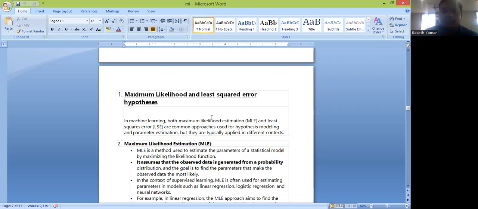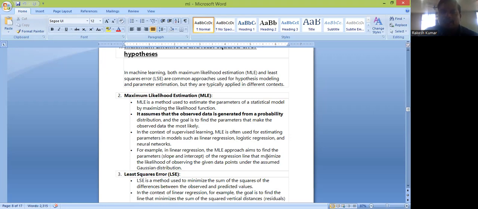Okay. So maximum likelihood estimation. MLE is a method used to estimate the parameters of a statistical model by maximizing the likelihood function. It assumes that the observed data is generated from a probability distribution, and the goal is to find the parameters that make the observed data the most likely.